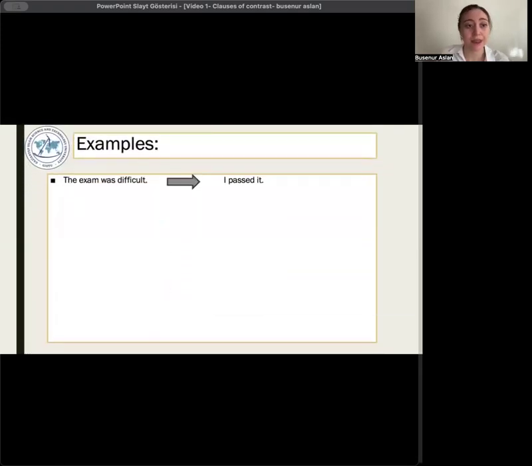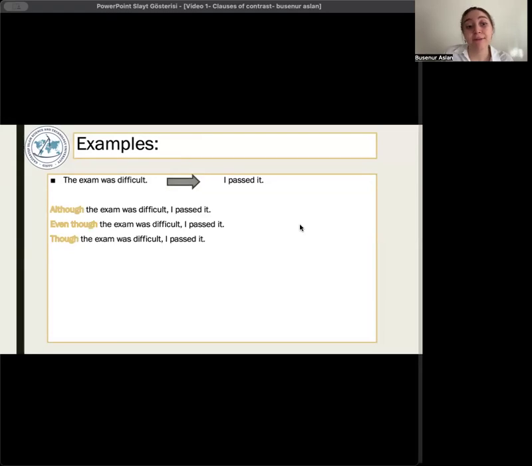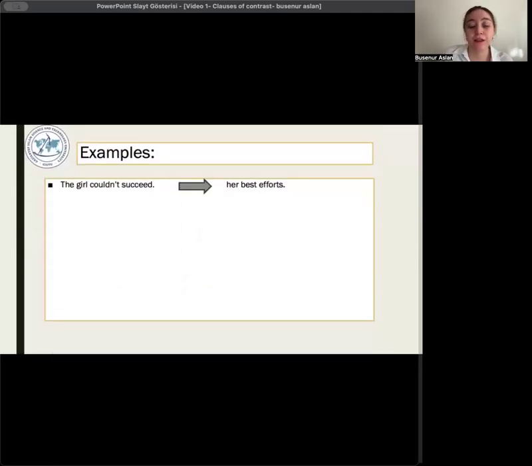Let's look at the examples. The exam was difficult. I passed it. Although the exam was difficult, I passed it. Now I use a contrast here because if the exam was difficult, how can I pass, right? This is the contrast. Even though the exam was difficult, I passed it. You see the emphasis on the contrast because I use even though. Though the exam was difficult, I passed it. I passed it, although the exam was difficult, and I used a different structure.